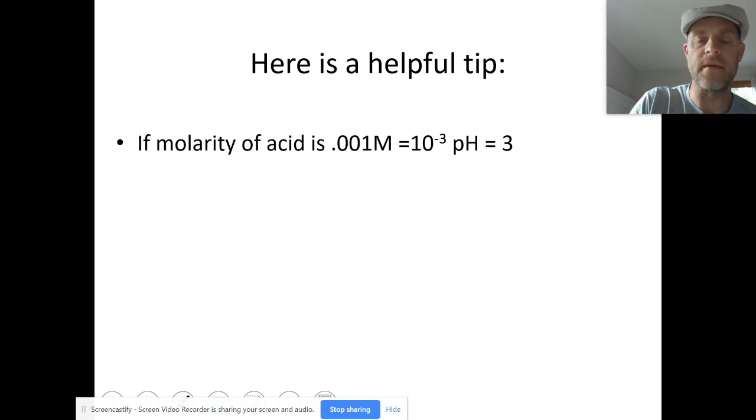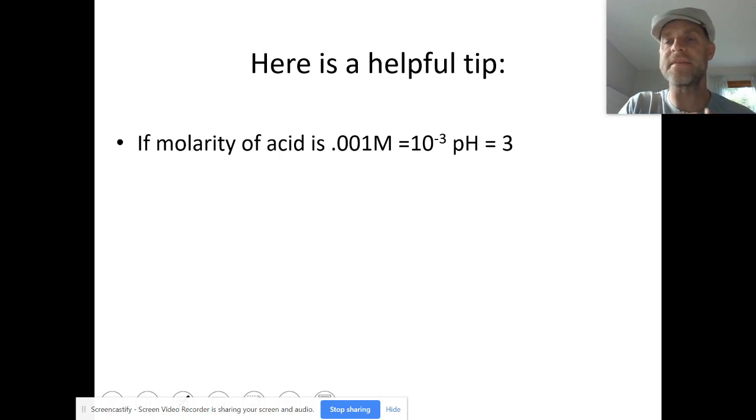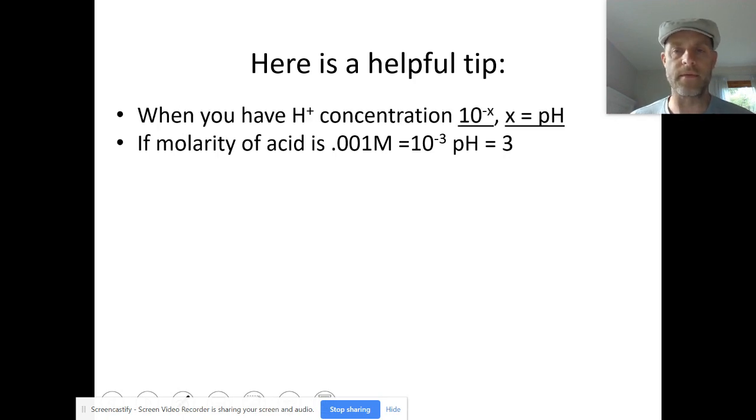So 10 to the negative 3 is the same as a pH of 3. When you have a hydrogen ion concentration, you can just write that as 10 to the negative x, and whatever x is becomes your pH. Why 3? Because you move the decimal point over 1, 2, 3.